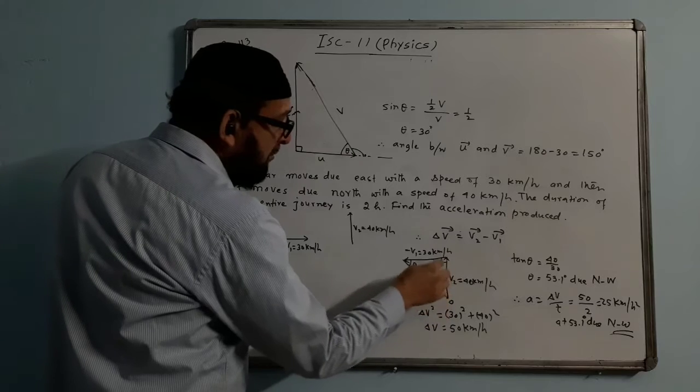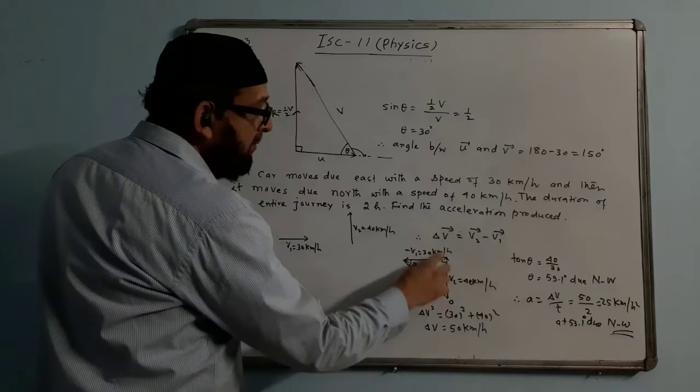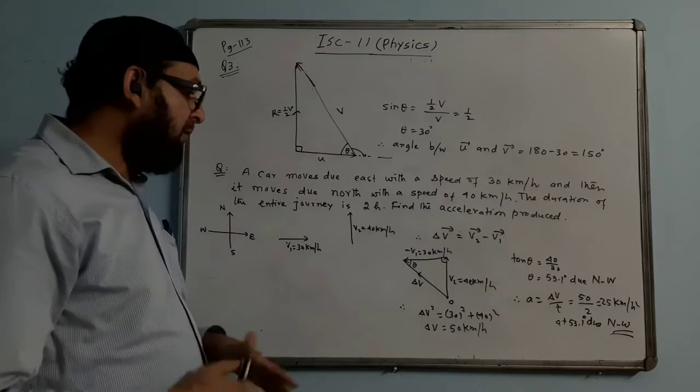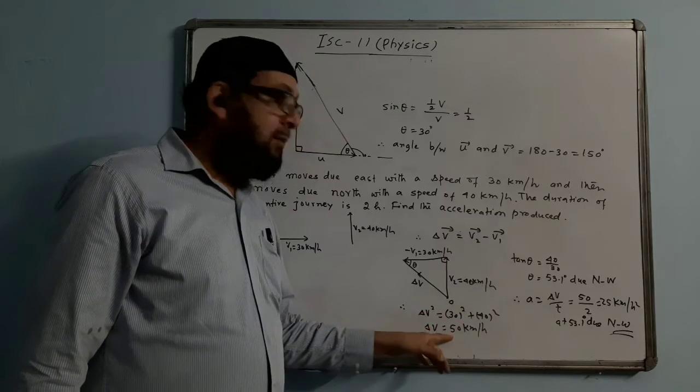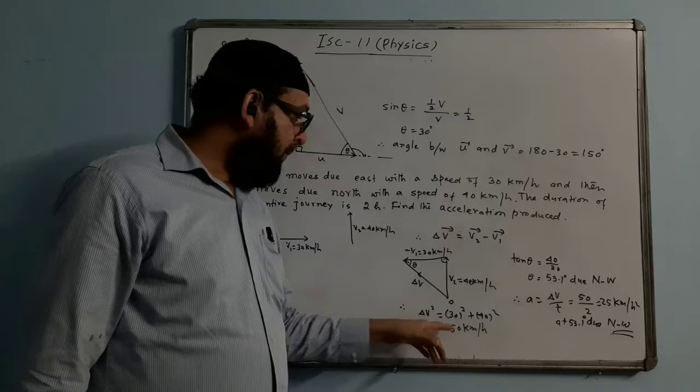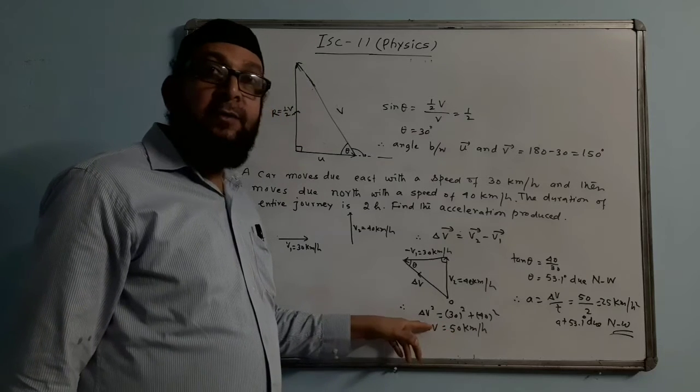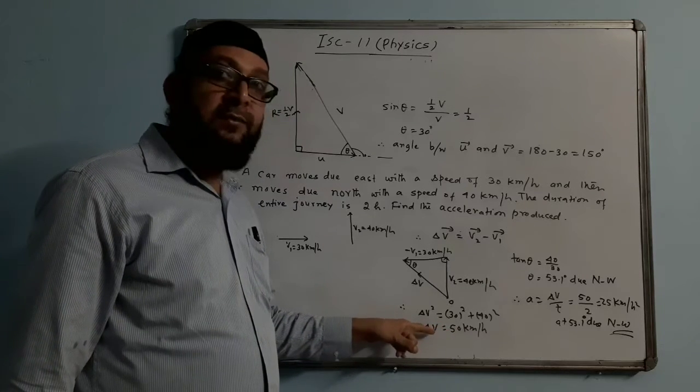The angle between these two is 90 degrees. That means you have to use the Pythagoras theorem to find the value of delta V. Delta V is the square root of 30 square plus 40 square. The answer will come 50 km per hour. We are finding the change in velocity. It will have direction as well because it is a vector.